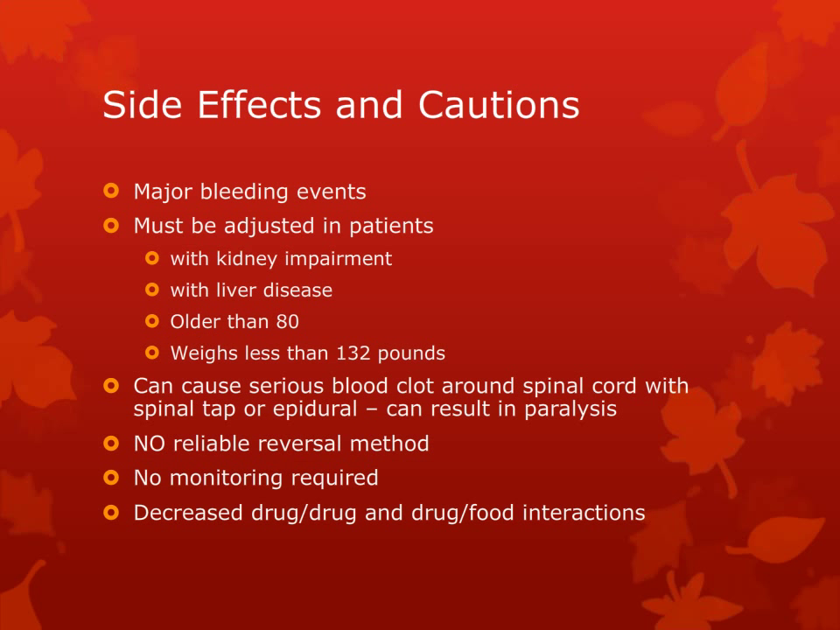Side effects and cautions. Major bleeding events. It must be adjusted in patients with kidney impairment, liver disease, older than 80, if they weigh less than 132 pounds. It can cause serious blood clot around spinal cord with spinal tap or epidural. This can result in paralysis. There's no reliable reversal method.